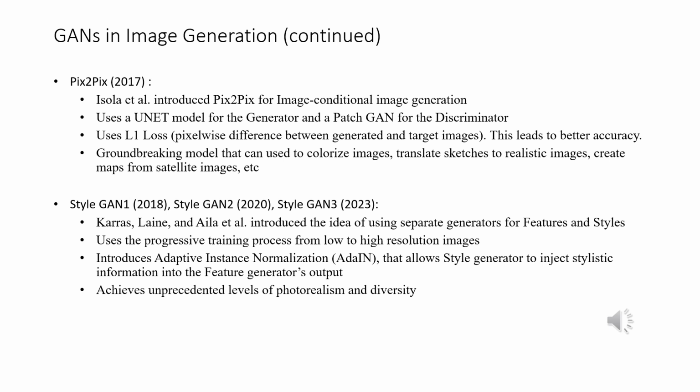StyleGAN 1 was introduced in 2018, StyleGAN 2 was introduced in 2020, and StyleGAN 3 was introduced recently in 2023. Karras, Laine, and Aila and team introduced the idea of using separate generators for features and styles. This model uses the progressive training process from low to high resolution images. This paper introduces adaptive instance normalization, also known as AdaIN, that allows a style generator to inject stylistic information into the feature generator's output. This model has achieved unprecedented levels of photorealism and diversity.